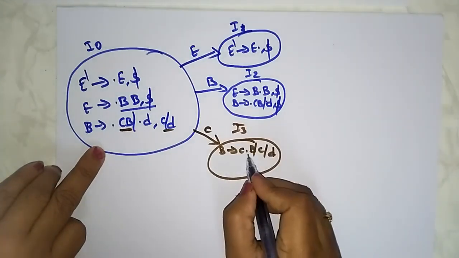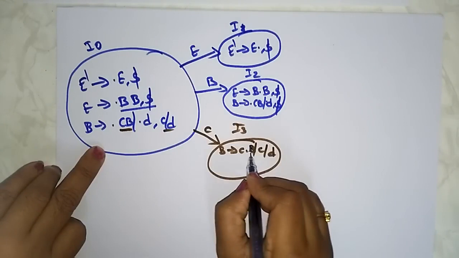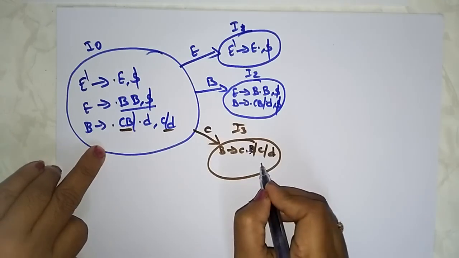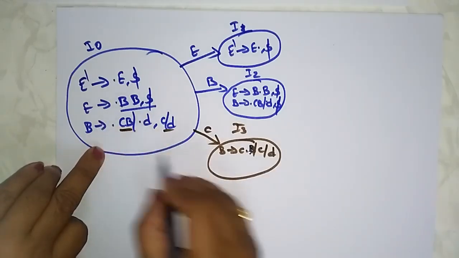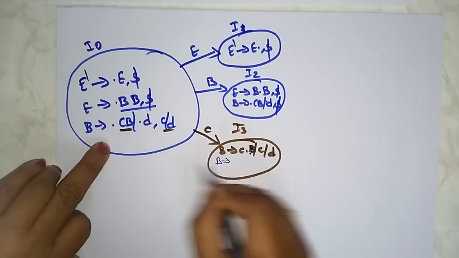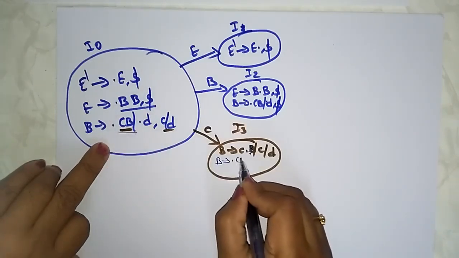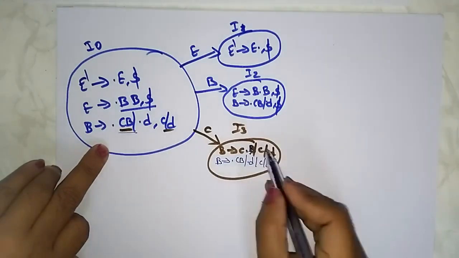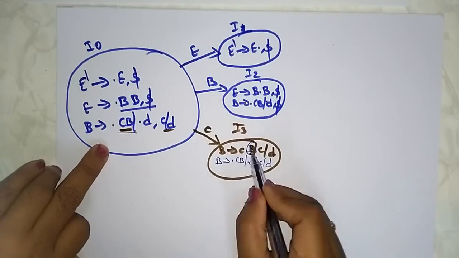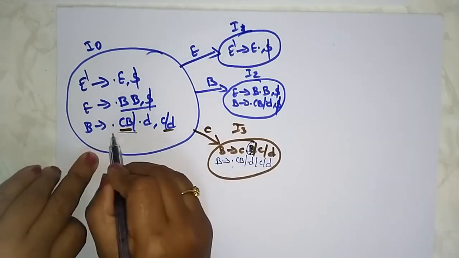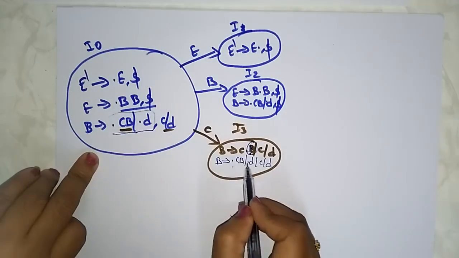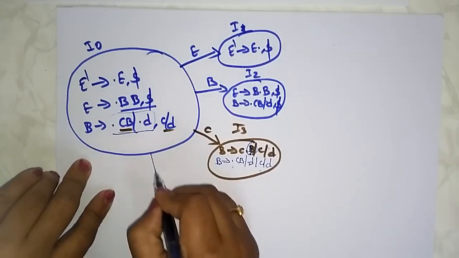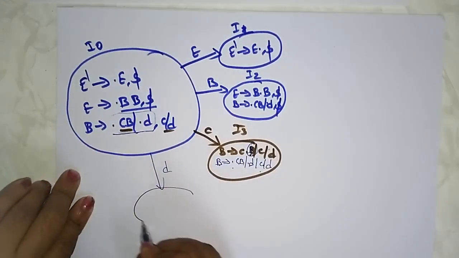Let me take the pen. After dot there is a capital B, which is a non-terminal. So whatever productions are present for B, you need to write them and copy the lookahead value. What are the productions for dot B? B determines dot CB slash dot D. Just copy the lookahead value, because you are writing the productions for this non-terminal. So the complete productions are dot CB slash dot D for the B productions along with the lookahead value.